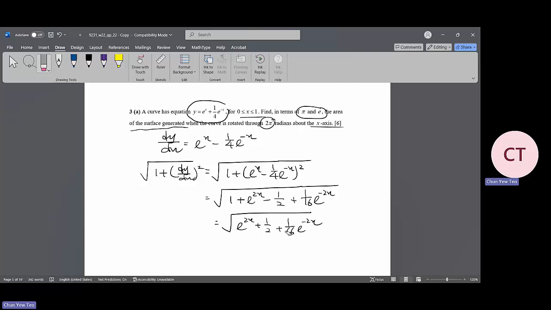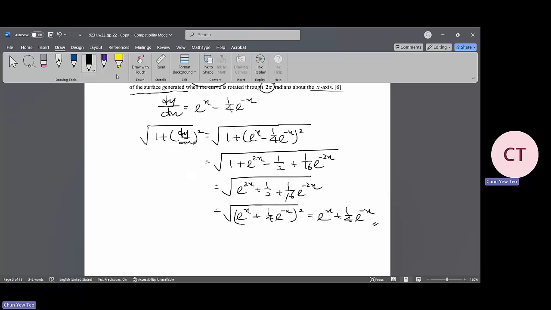Okay, so you can see that over here we can factorize it. If you factorize it, you will get (e^x plus 1 over 4 e^(-x)) squared. Okay, so we just show this.